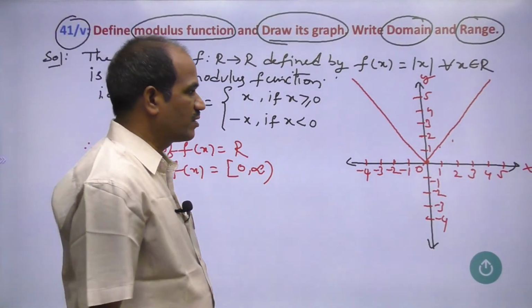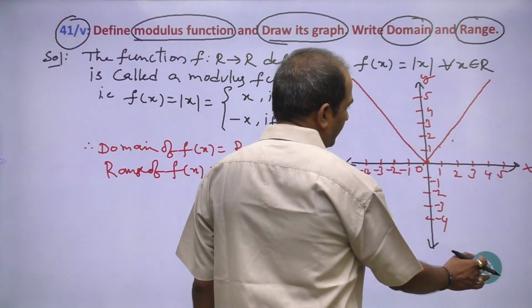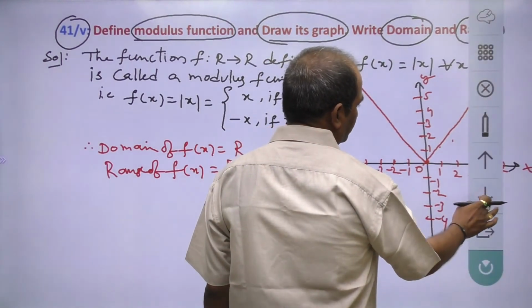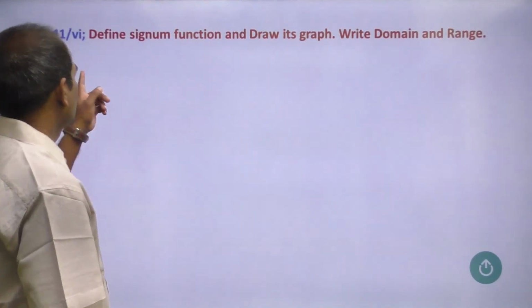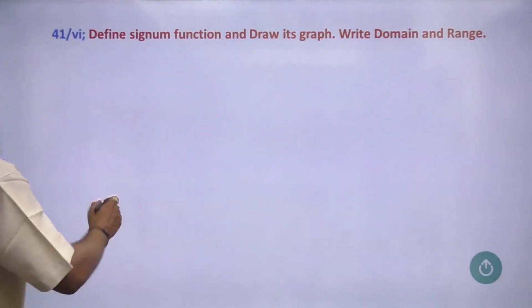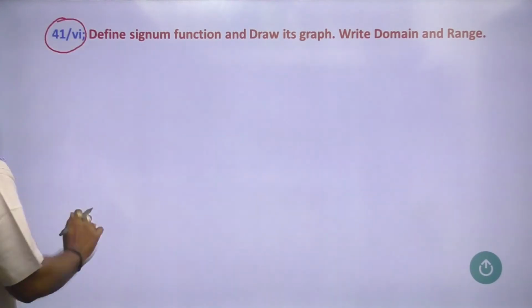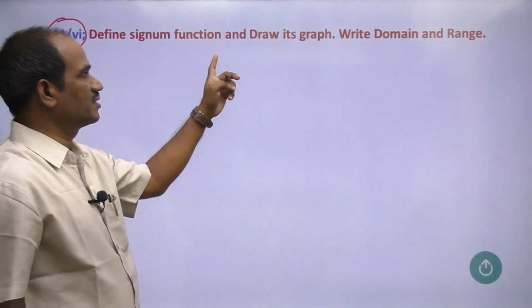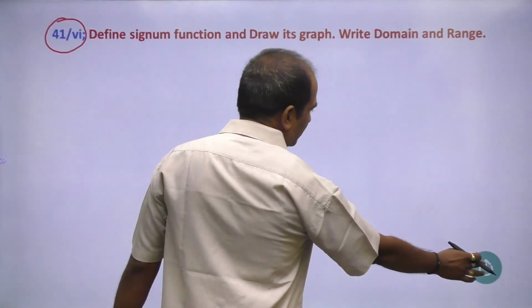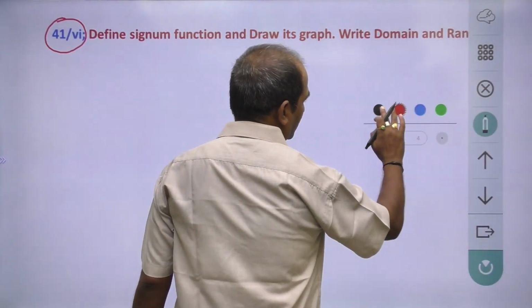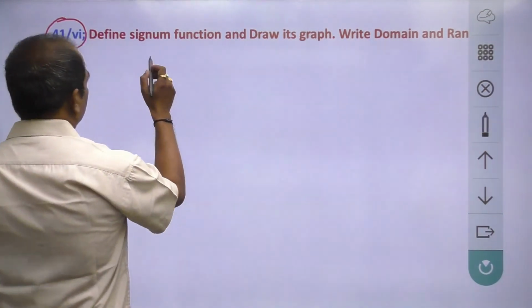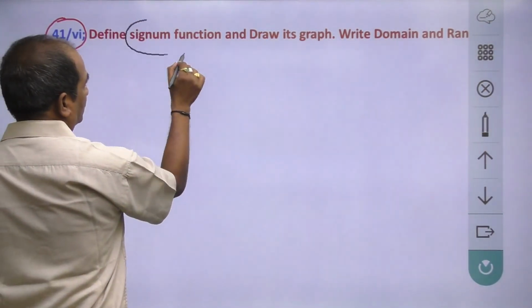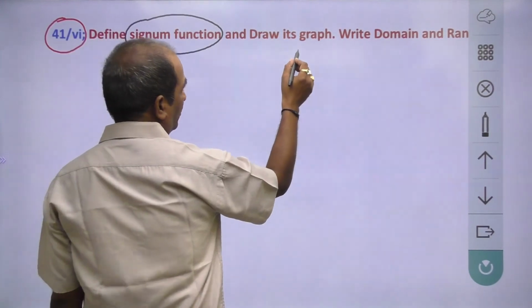See here in this next question, page number 41 by 4. Define the signum function. Write the definition, and next time draw its graph.